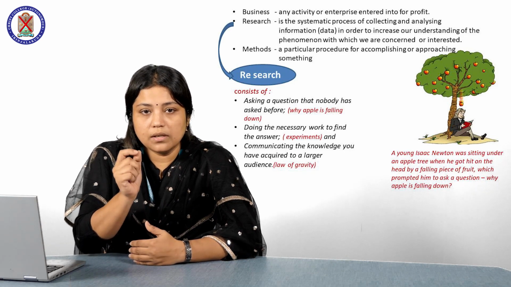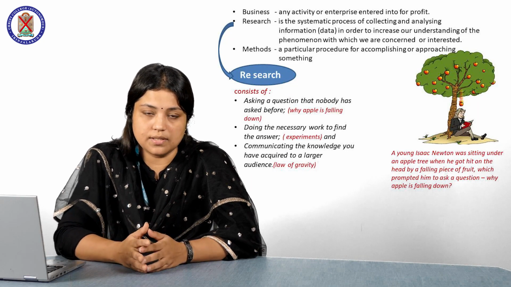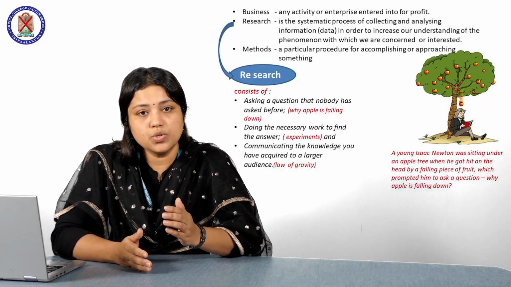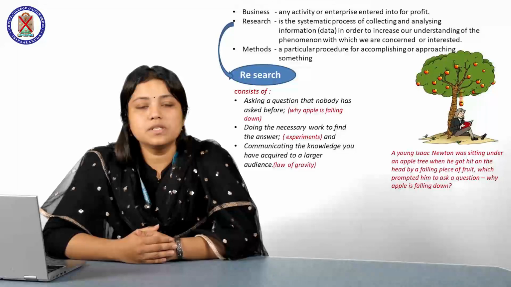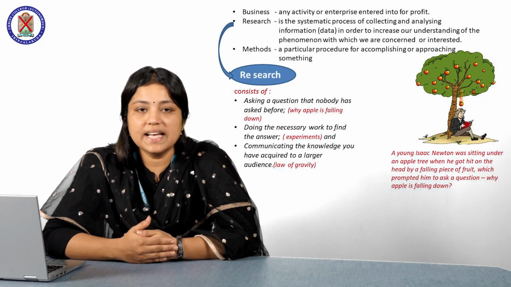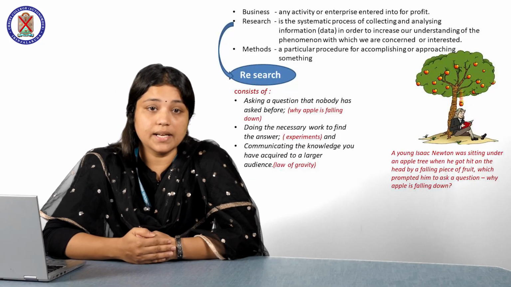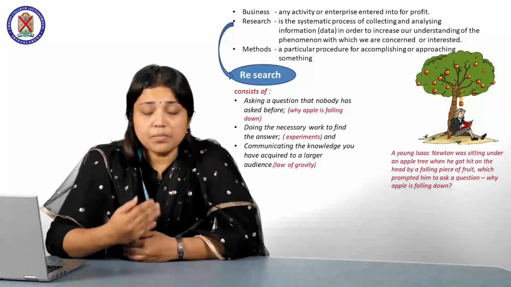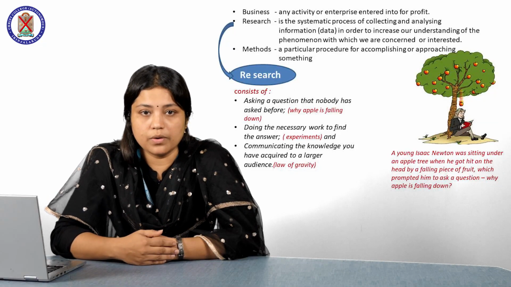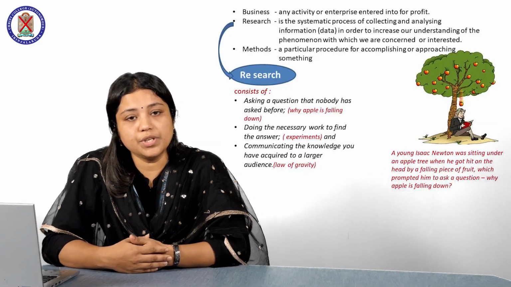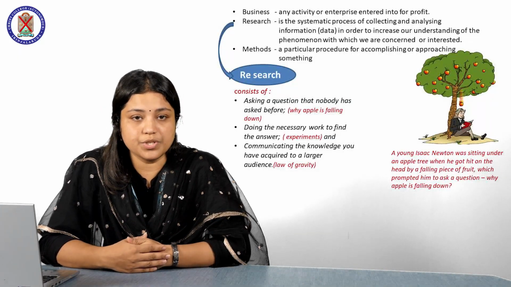If we mainly focus on the term research, we can see that it is in two sections, that is re and search. That means searching again and again, researching a particular problem or a particular situation. So research consists of asking questions that nobody has asked before. When a young Isaac Newton was sitting under an apple tree and got hit on his head by a falling apple, that activity prompted him to ask a question: why has this apple fallen down? After asking this question, the researcher needs to do the necessary work to complete the particular task or to get a particular solution.